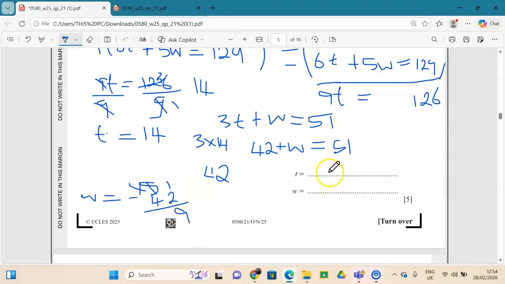So in that case, what is the value of our t? Our t is 14, and our w is 9. And that is what we're supposed to have. You can pause the video and go over it again for you to be able to understand it.